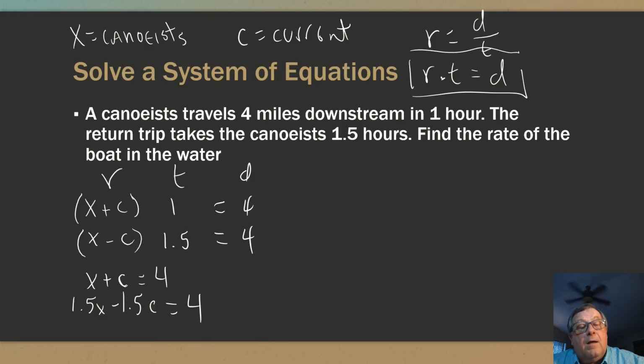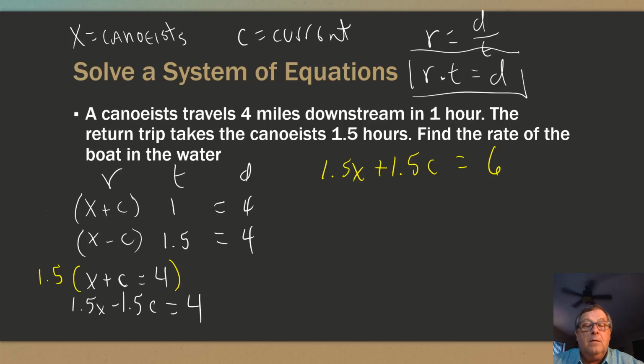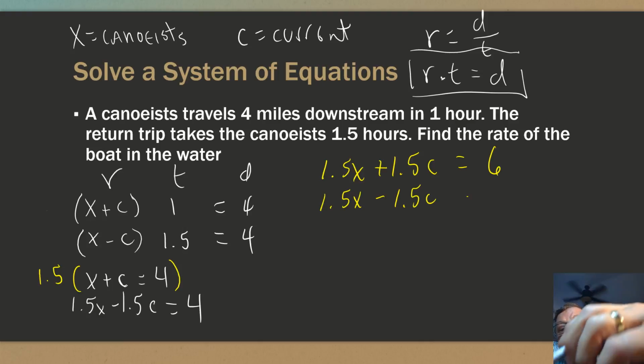What if I multiply this top equation by 1.5? And what will we have there? Then we'd have 1.5 X plus 1.5 C equals 4 times 1.5, which would be 6. And my second equation in the system, 1.5 X minus 1.5 C equals, what was it? 4.